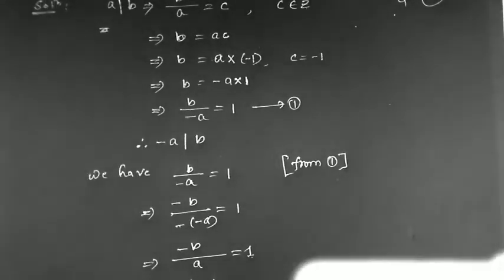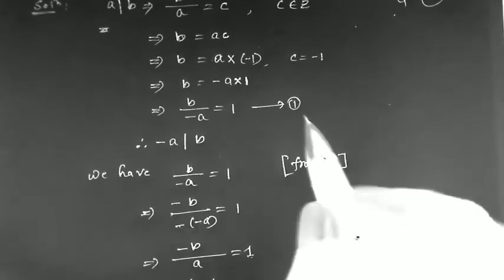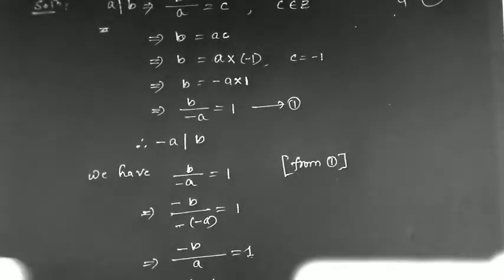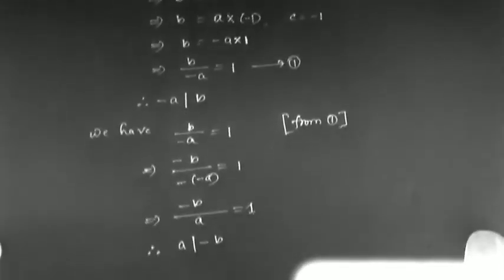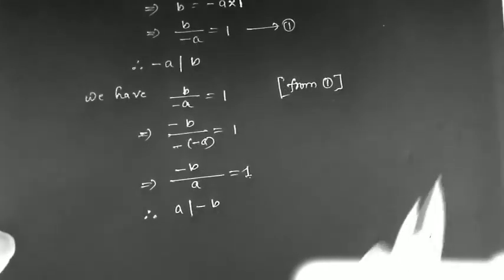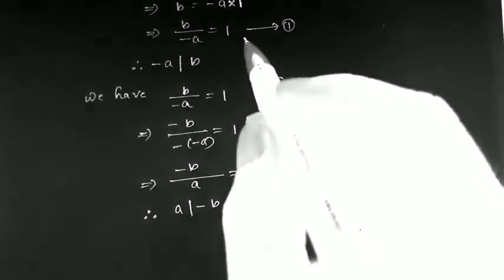In any way you can do this. I am doing it in this way, you may do it by taking some other value of c, that will also be correct. So next, see, we need minus a divides minus b. In this case we will consider this thing, because this time we need minus on both sides.